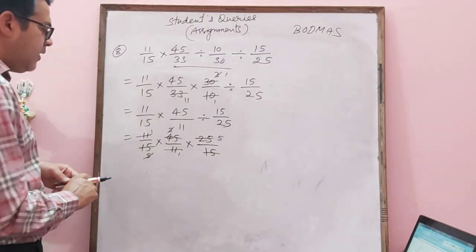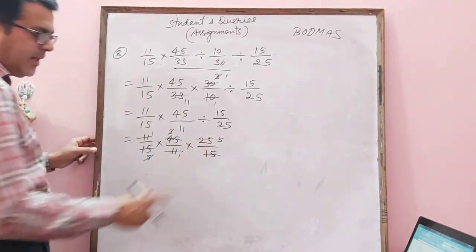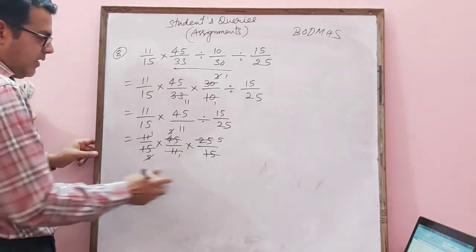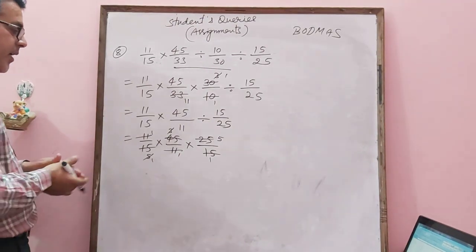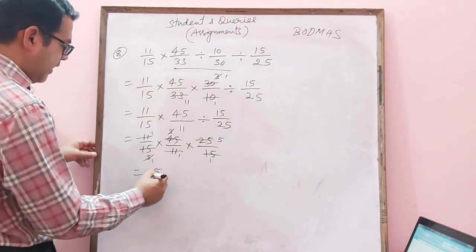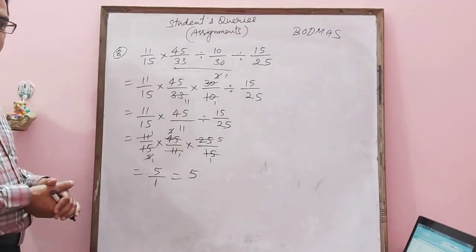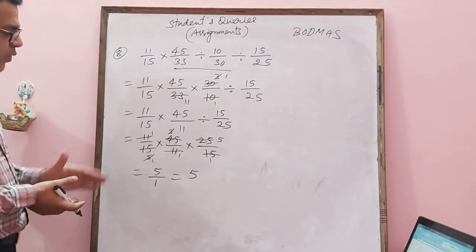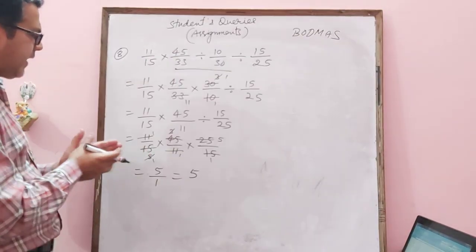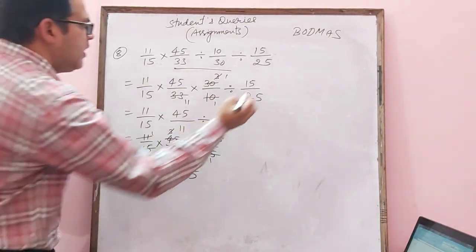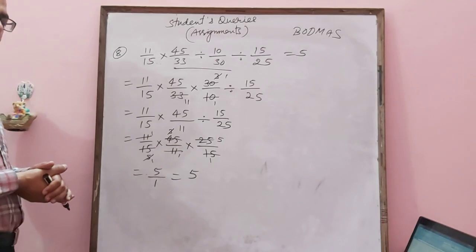Hope you understand. Now what is left over here? Only 5 is left, and downside nothing is there, only 1 is there, which doesn't mean anything. It means only 5 we have here. So we can write it 5 by 1, means only 5. Right? Hope you understand. So after simplifying all these fractions, we have only 5. So 5 is the answer for this expression. Hope you understand.